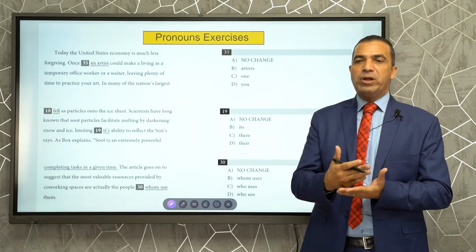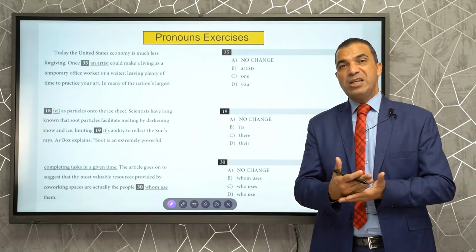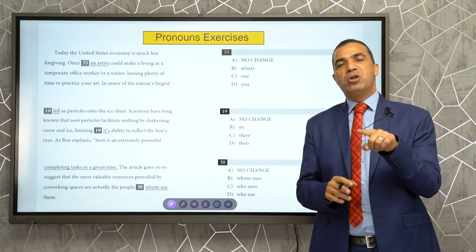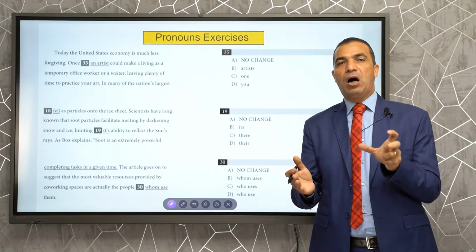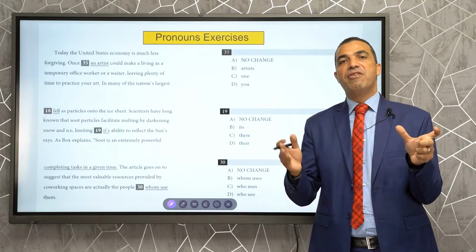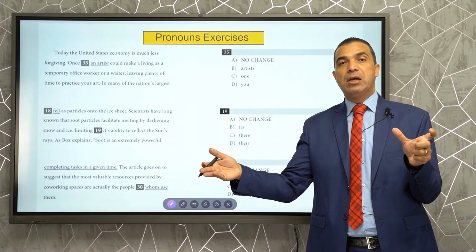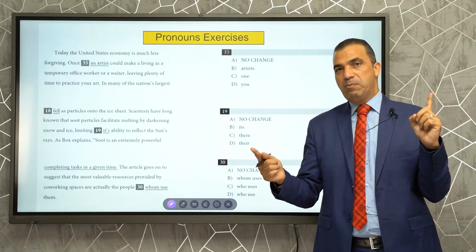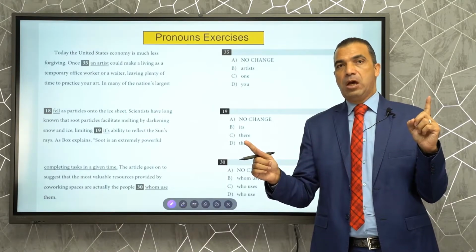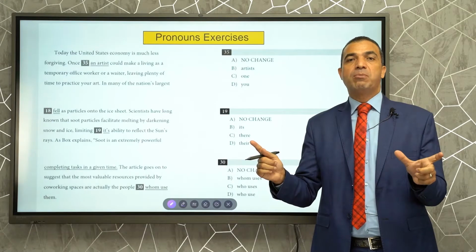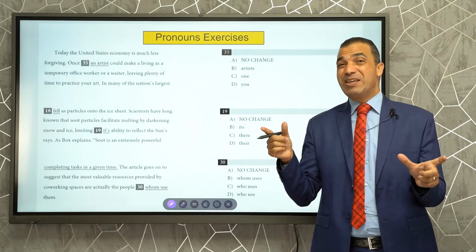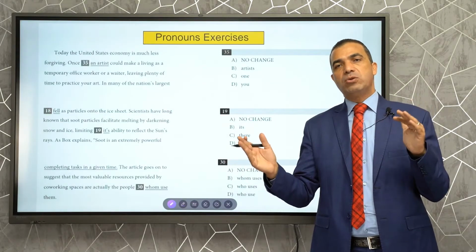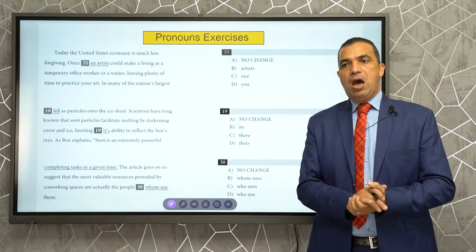For example, if I'm talking about Jack, my best friend, I say he always helps me. But if I'm talking about Jack and Andrew, my best friends, they are always helping me. So in the first example, I'm talking about Jack, I use he because I'm talking about a singular noun. But in the second one, Jack and Andrew, I'm talking about a plural noun, so I use they, the plural pronoun.